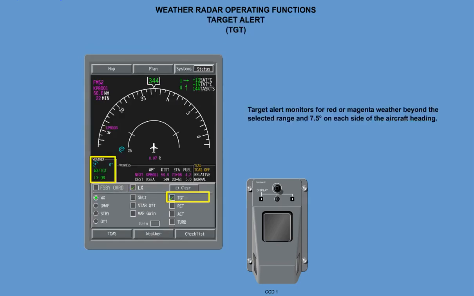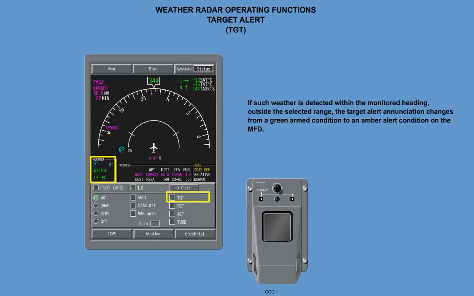Target alert monitors for red or magenta weather beyond the selected range and 7.5 degrees on each side of the aircraft heading. If such weather is detected within the monitored heading outside the selected range, the target alert annunciation changes from a green armed condition to an amber alert condition on the MFD.